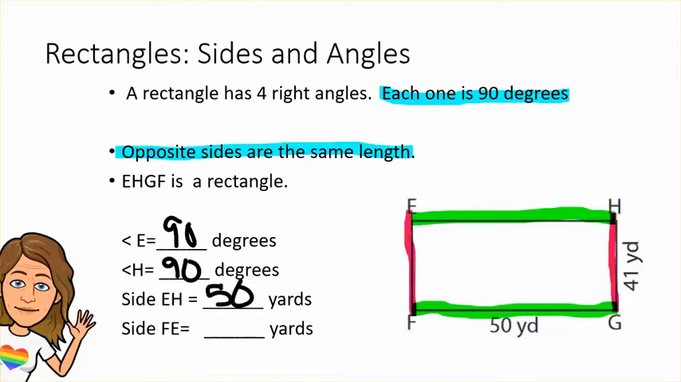The left and right sides will be equal to each other. So the left side, FE, will equal the right side, GH. GH is 41, so FE must be 41.